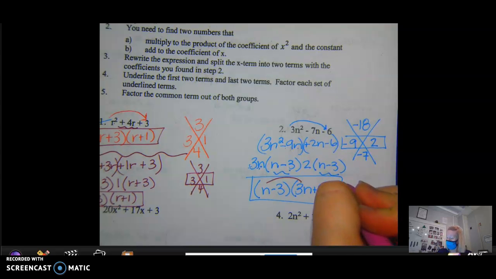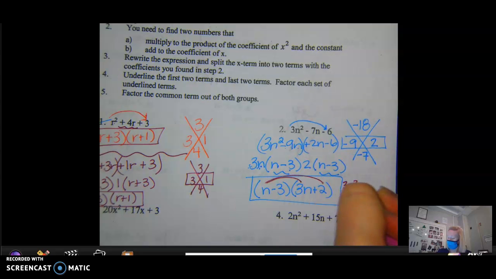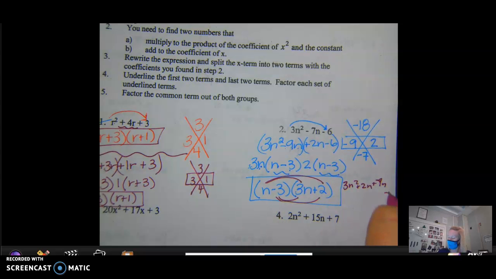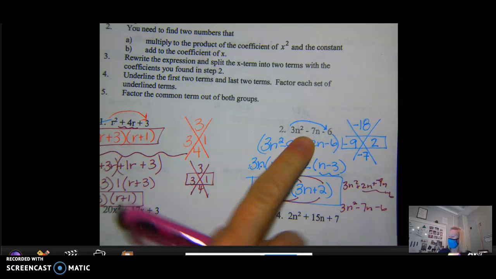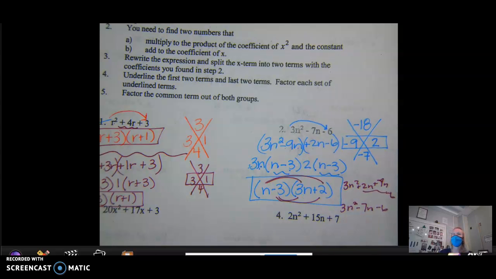Multiply. 3n times n is 3n squared. N times 2 is 2n. Negative 3 times 3n is negative 9n. I have a lot of room here. Negative 3 times 2 is a negative 6. Combine my middle two like terms, and I get 3n squared minus 7n minus 6. Is that what I started with? So then I know I did it correctly.